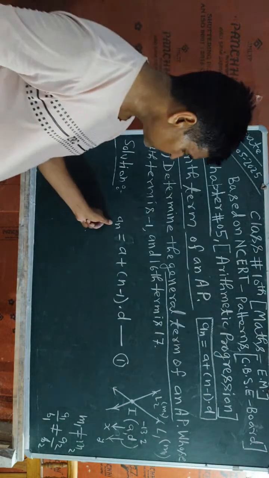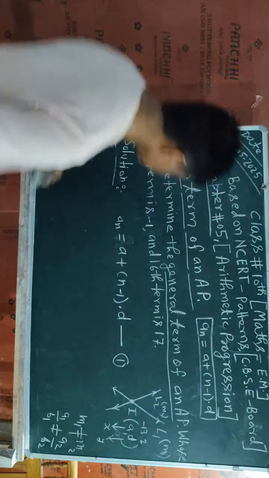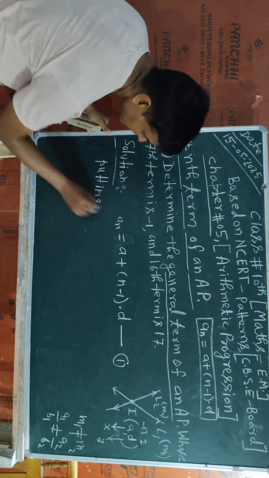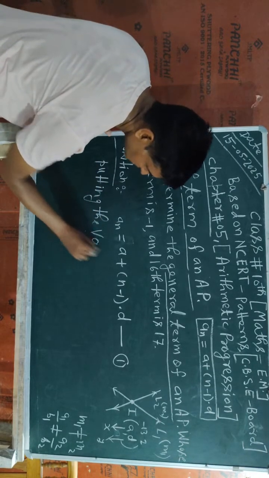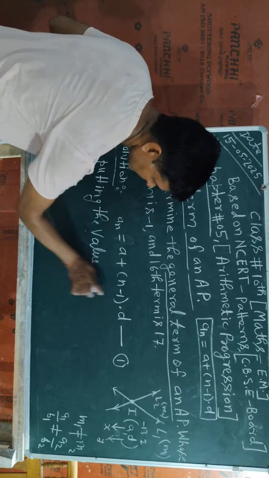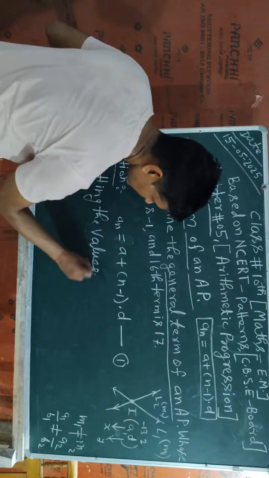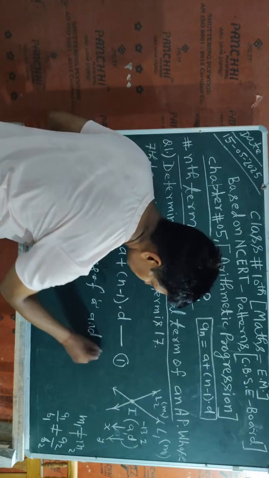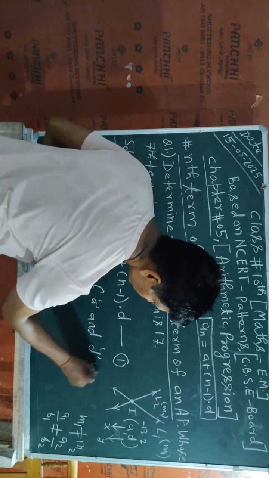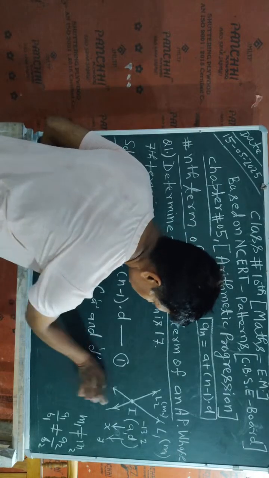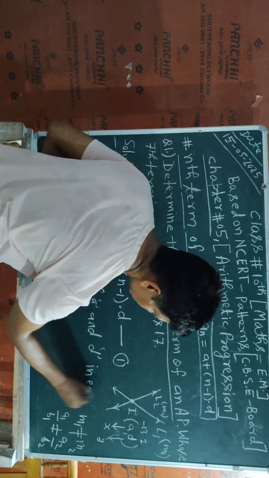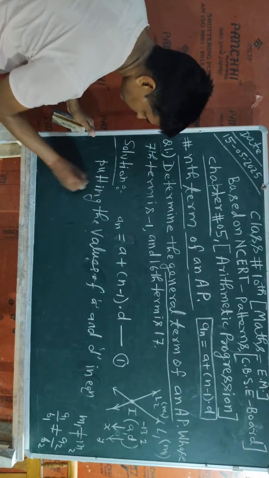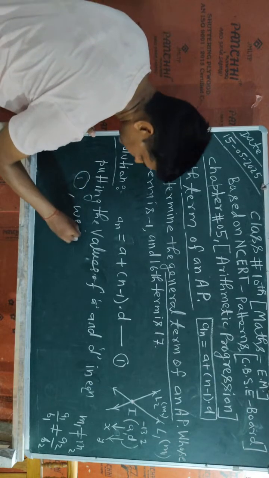Okay, students. Now further here I will write the statement: putting the values, because here there are two values, of A and D, in equation number 1 we get.